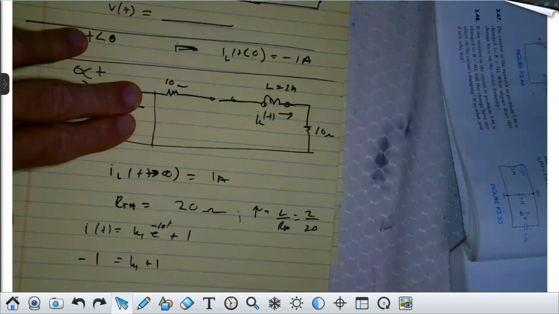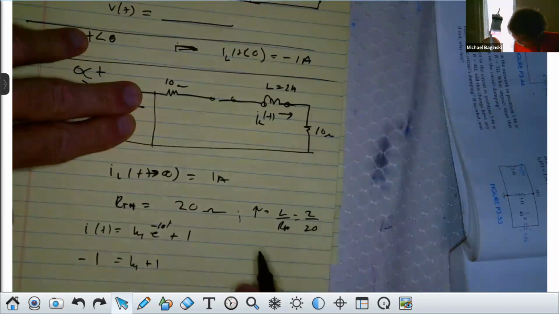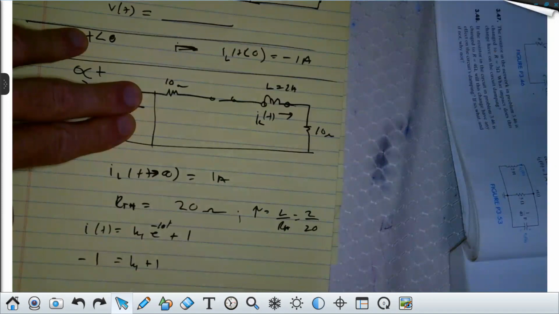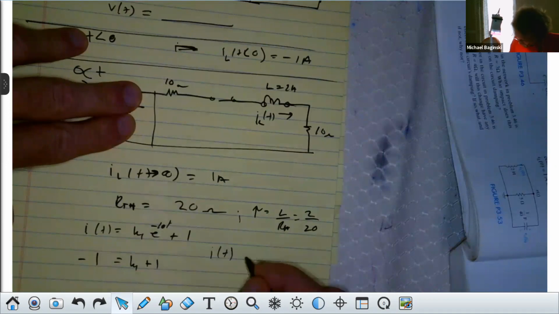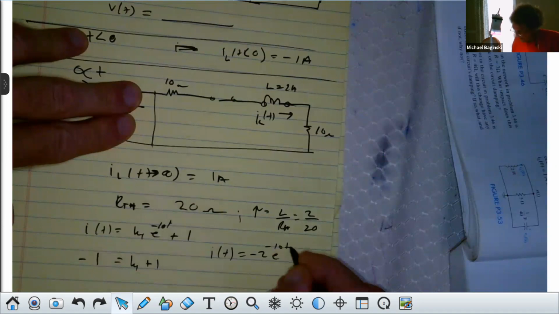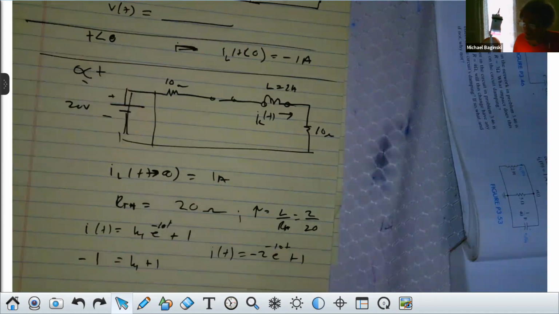Brooke, if you're still there, did I mess this up too? No, that's right. It's I of minus 1. Thank you very much. So what is K1? Minus 2. Thank you, minus 2. I'm trying to get this right, but so it's minus 2 e to the minus 10t plus 1 is the value of I of t for t greater than 0. Agreed, class? We're not quite done.